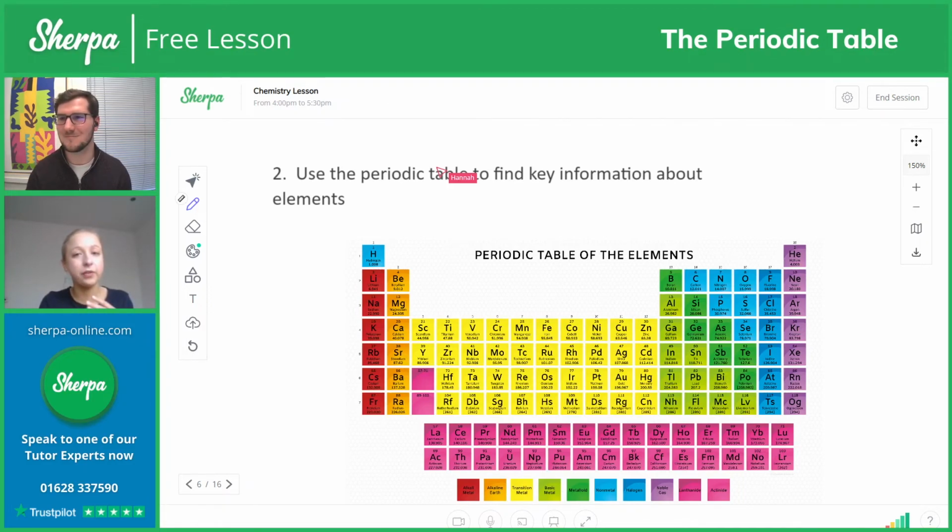Obviously, I haven't really covered this today, but the amount of electrons in an outer shell of an atom basically determines how reactive it is. So the more full the outer shell is, the more stable an atom is.